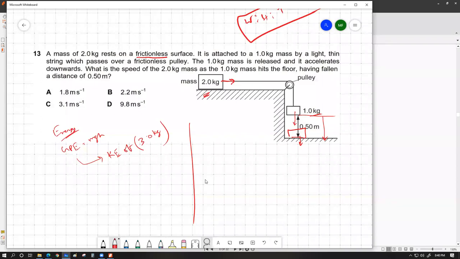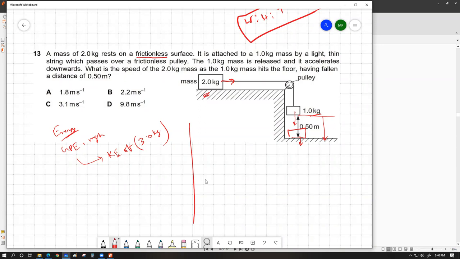The 1 kg object is not free falling. You have to understand that. It is falling downwards, so it is converting a portion of its GPE into its own kinetic energy, and it is also pulling the 2 kg object to the right. So a certain fraction of its own GPE will also be fed to this 2 kg object for its own kinetic energy. Interestingly, because they're connected by a string, at any point of time their speed would be exactly the same.